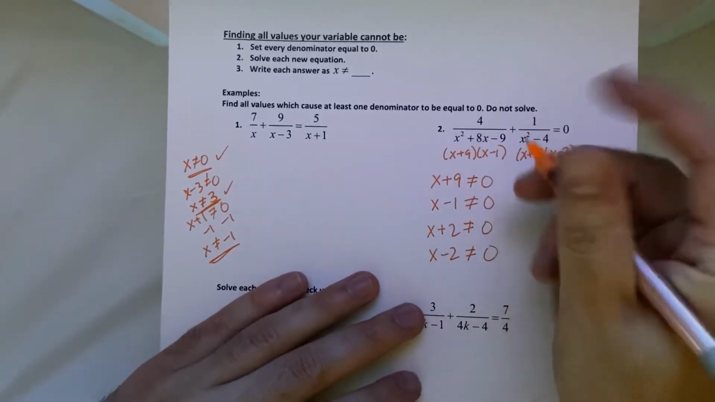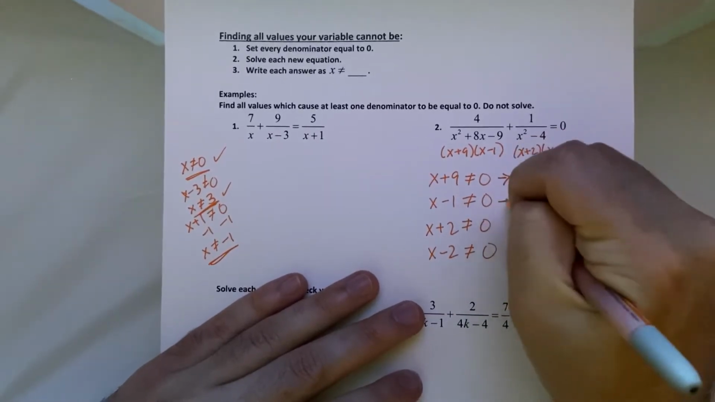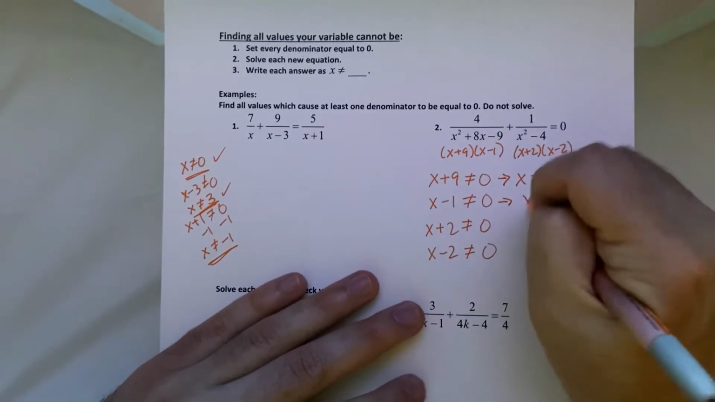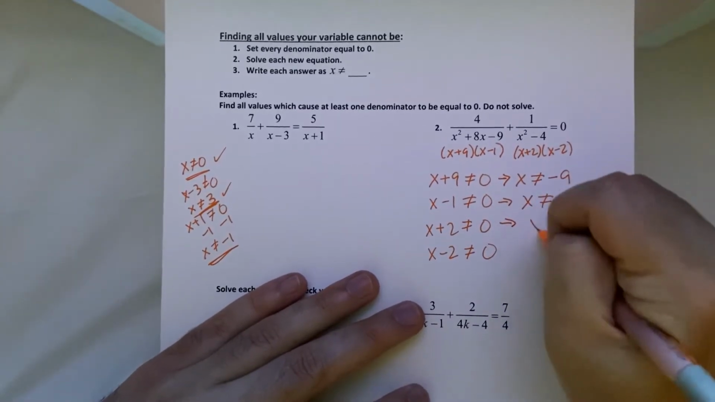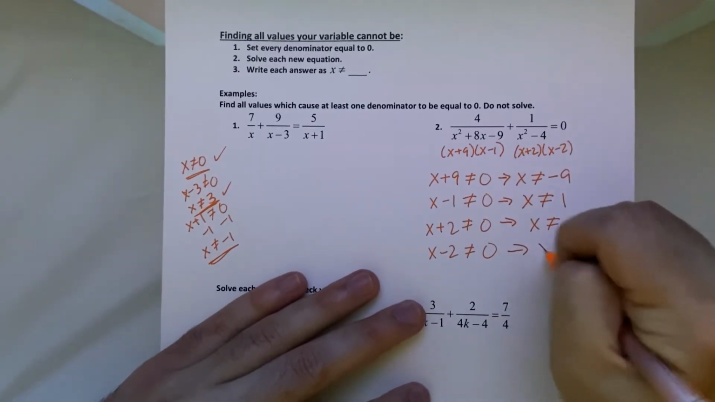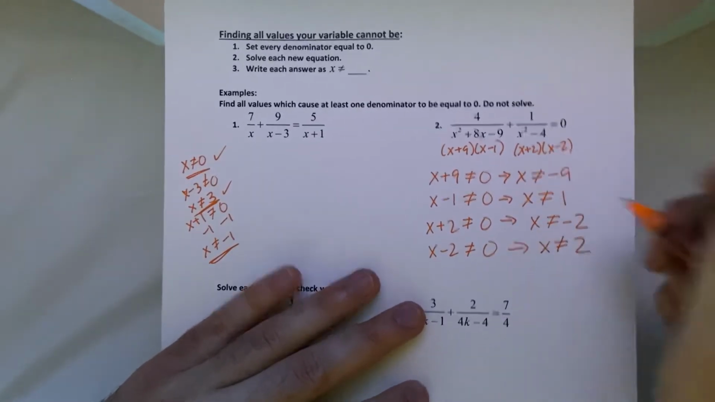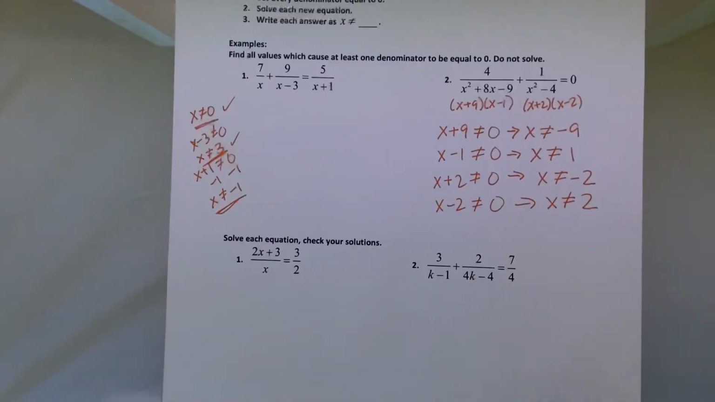Now if x plus 9 can't be 0, that means x can't be negative 9. X minus 1 can't be 0, that means x can't be 1. X plus 2 can't be 0, that means x can't be negative 2. If x minus 2 can't be 0, that means x, again, can't be 2. So these are the 4 numbers that x cannot be. They may have you put that in a solution set, but I wouldn't normally.